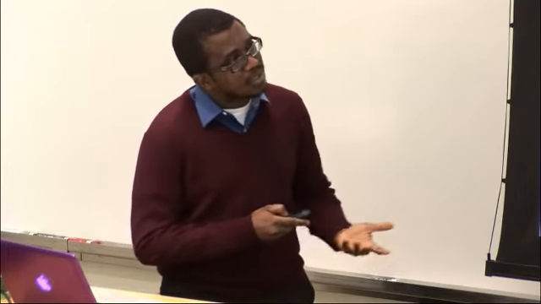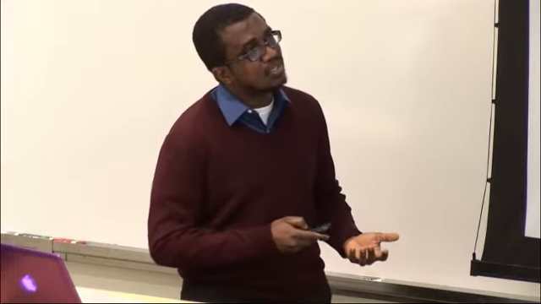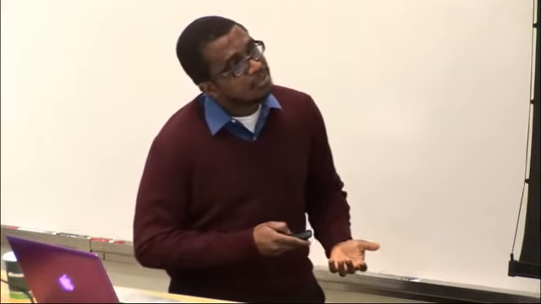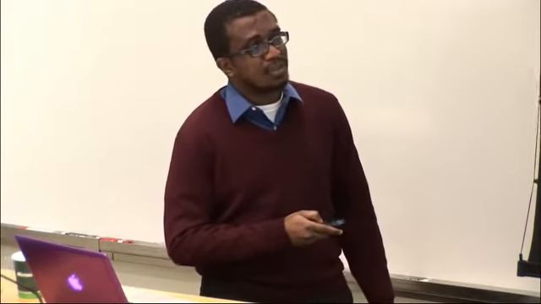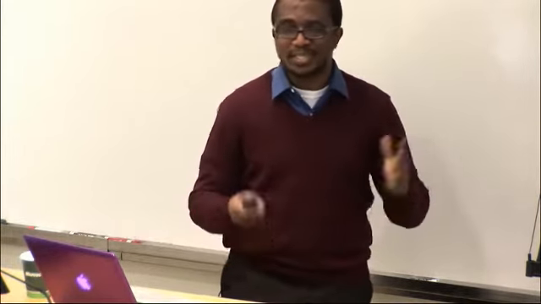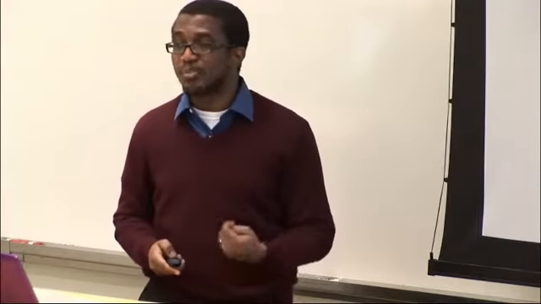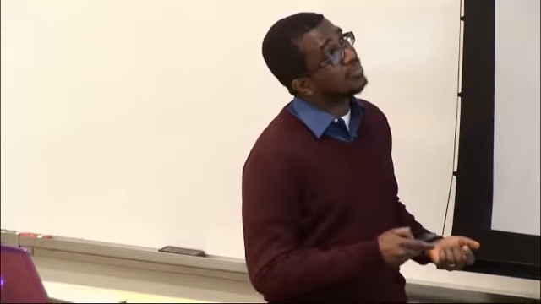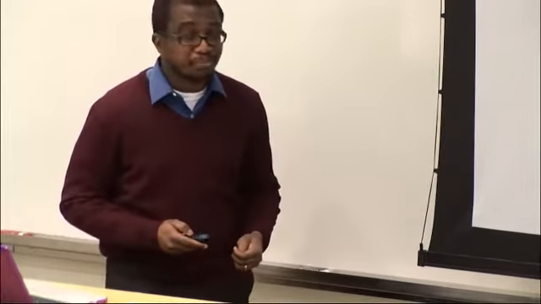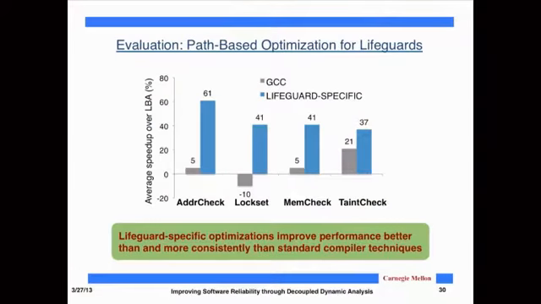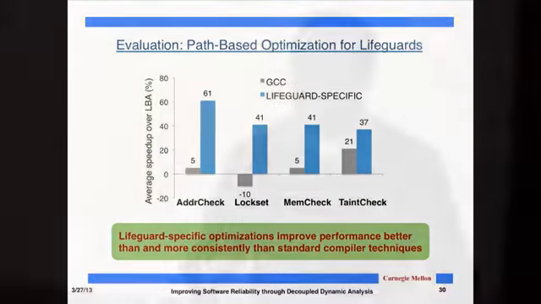Here we see that the standard compiler does pretty well in some cases. Like GCC, you could get a 21% improvement over standard LBA, but in some cases it's bad. Like Locke said, the problem here is that when we inline all these handlers, we increase the code size, and that hurts. But the cool thing is that with Lifeguard-specific optimizations, we always do better, and sometimes even quite significantly, like a 61% improvement here for address check. So by leveraging domain knowledge of what the Lifeguard is actually doing, you can improve the Lifeguard code significantly more than by simply using standard compiler tricks.